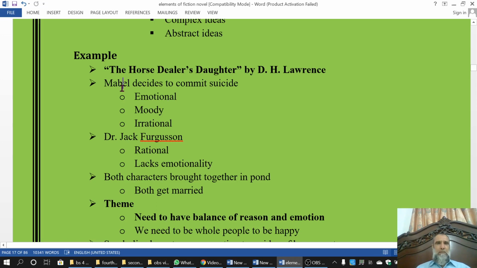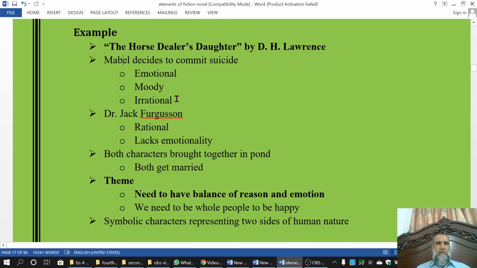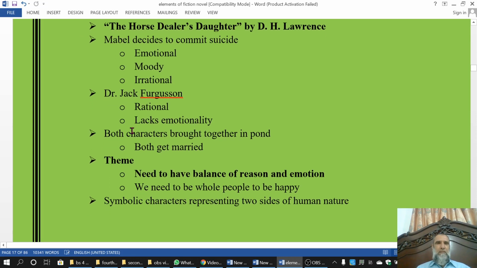In this story, we find a woman, Mabel, and she decides to commit suicide because she is very emotional, she is very moody, and she is very irrational. She is symbolic for these characteristics, symbolic character. On the other hand, we have a male character, Dr. Jack Ferguson. He is symbolic for rationality and for lack of emotionality. She is emotional, he is not emotional. She is irrational and he is rational. So they are used symbolically.